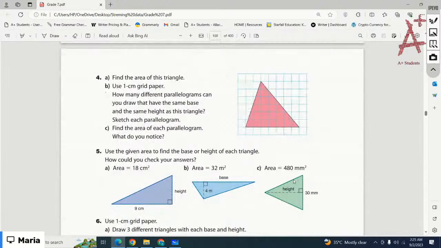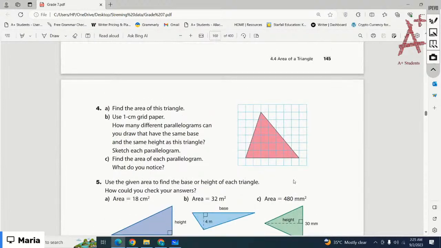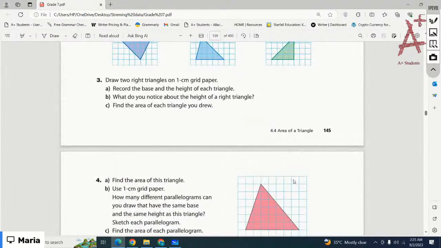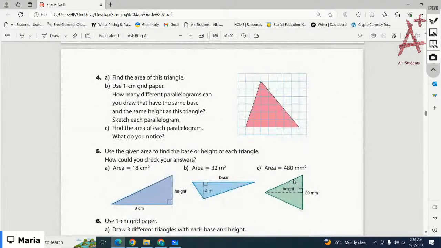Okay, let's start with question number 4. Question 3 is draw two right triangles. Okay, let's skip that. Question number 4 is, find the area of this triangle. Use 1 centimeter grid paper. How many different parallelograms can you draw that have the same base and the same height as the triangle? Sketch each parallelogram.